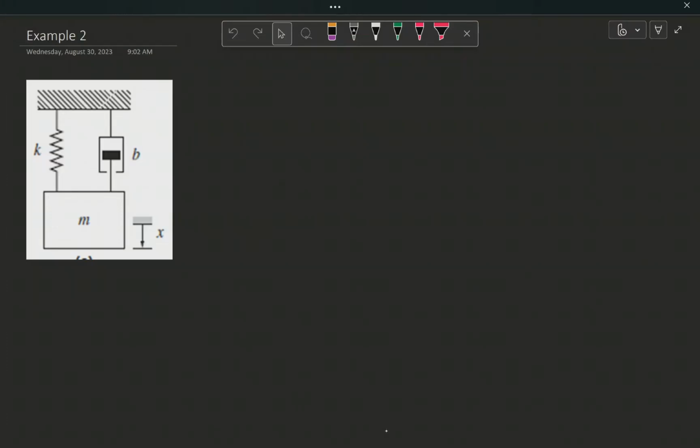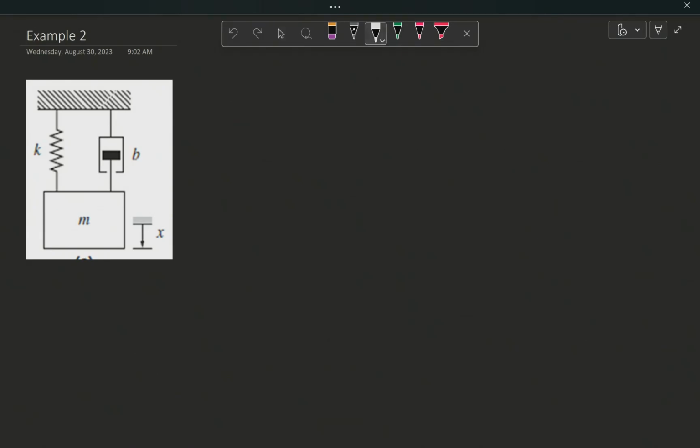Hi guys, welcome back. In this example, I want to talk about how you can model a mass spring damper in a vertical direction. At first, we're going to work with the origin of our coordinate system measured from the free length of the spring. Then we're going to change the origin to the static equilibrium point and see what we can achieve with this shift in the coordinate system. Okay?